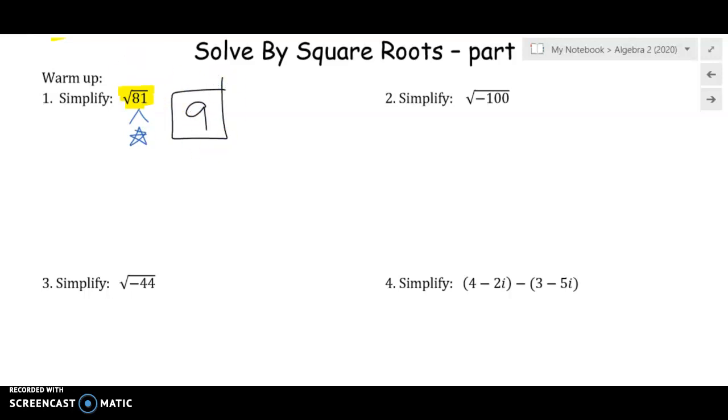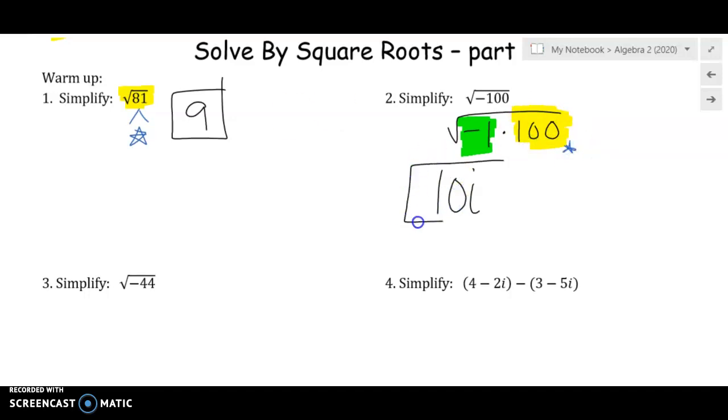And then the next one, simplify the square root of negative 100. So the first thing we did is we took out the negative. And then that negative sign right here means that I have an i in my answer. And you should also recognize the square root of 100, again I'm going to put a star next to it, is a perfect square, and it's 10. So I put the 10 in the front, and my answer is 10i.